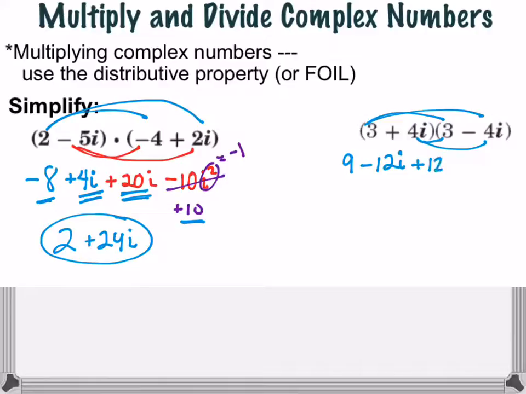Same thing on the next one. Now you'll notice that when we do this, we still got the i squared thing. So i squared times -16 is like a positive 16. But we have equal and opposite middle terms, so those cancel out. So it's just 9 plus 16.